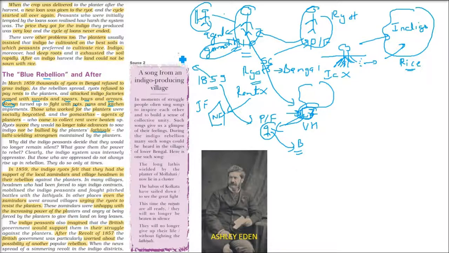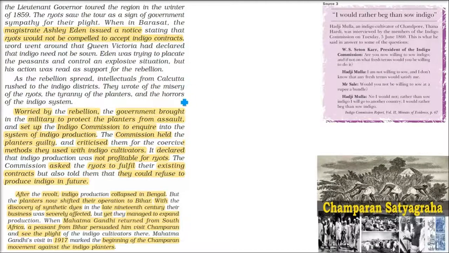The riots thought that the British would support them. Because what happened in 1857, just 2 years back, there was a great revolt, the revolt of 1857. It was a big rebellion, and finally it was controlled. But the British didn't want that in 1859, just after 2 years, one more rebellion, that is called the Blue Rebellion, should come.